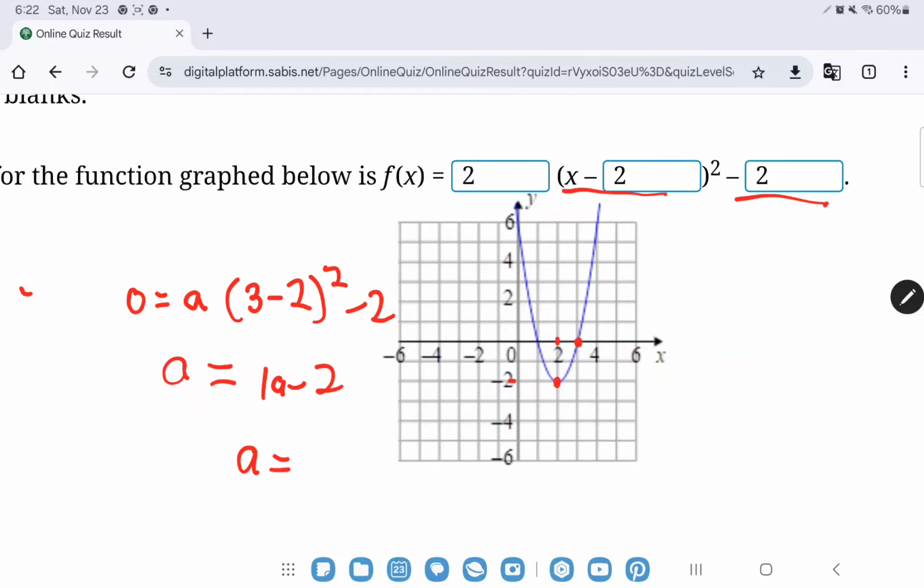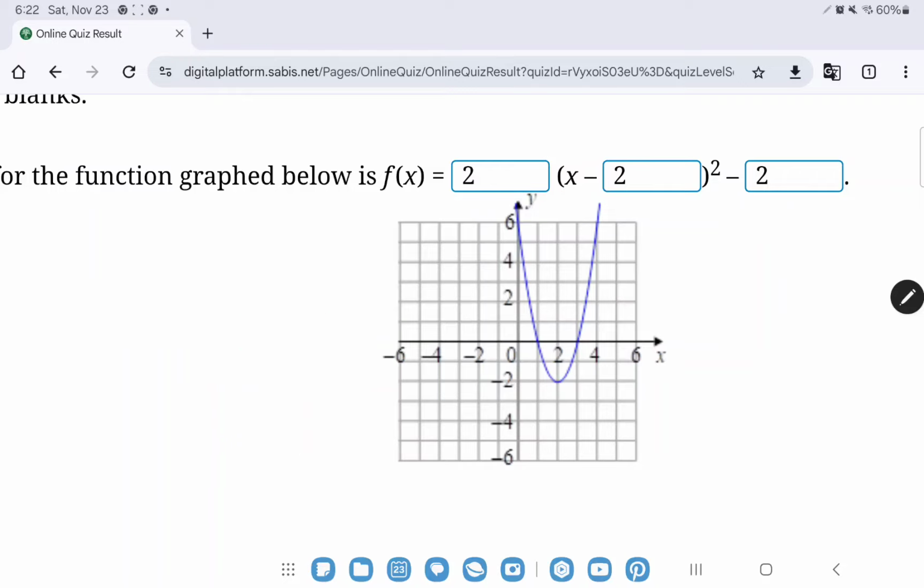So a equals 2. This is 0, not a. So a minus 2 equals 0, a equals 2. And that's how you find it. Now, moving on.